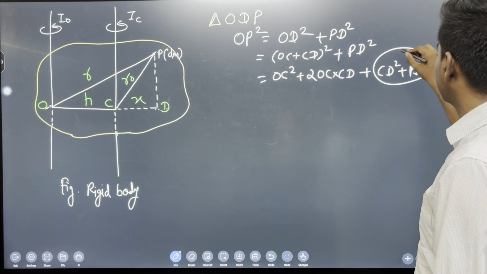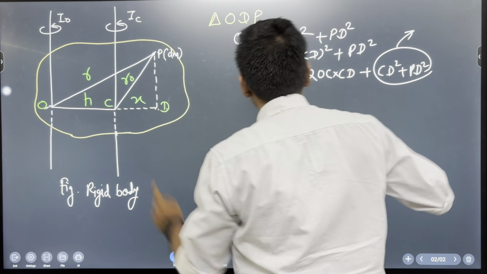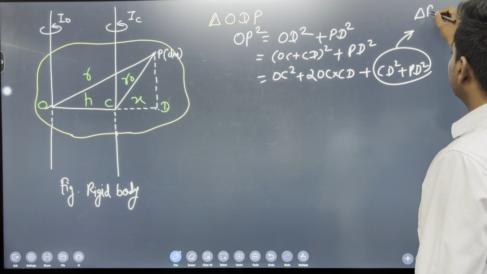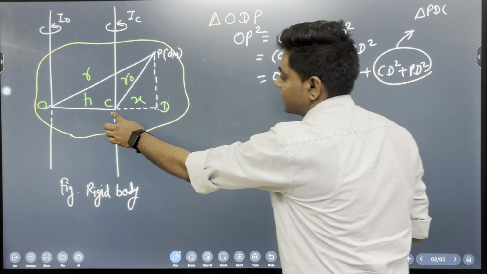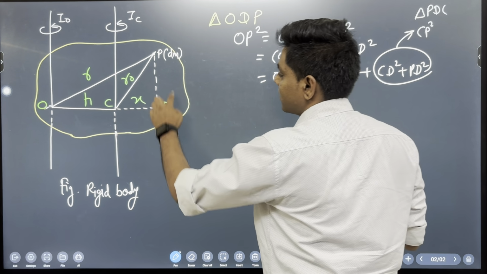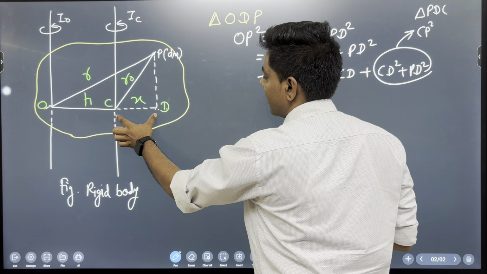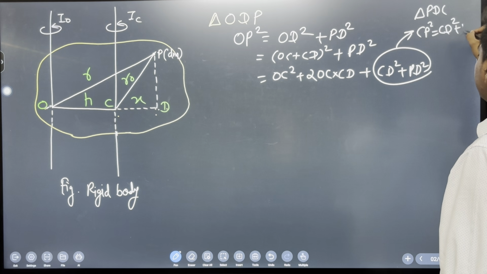So look at the observation. आपको और एक triangle observation करना है, PDC. So from triangle PDC, again apply the Pythagoras theorem. So what is the answer? CP square, that is the hypotenuse, equals the squares of the remaining sides added: CD square plus PD square.